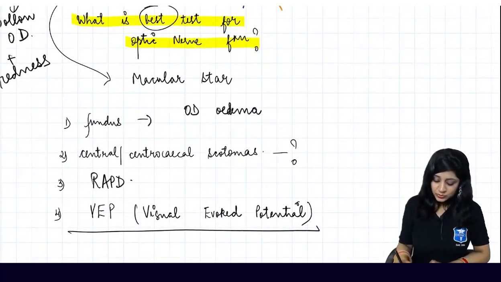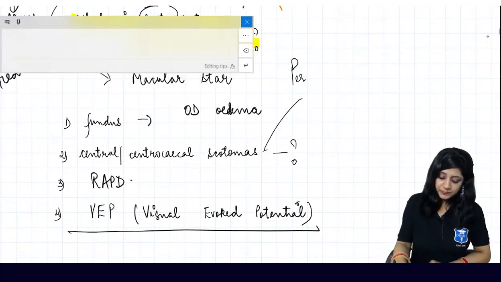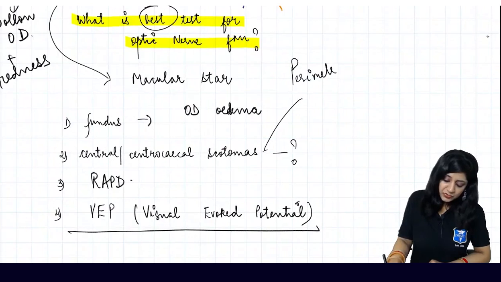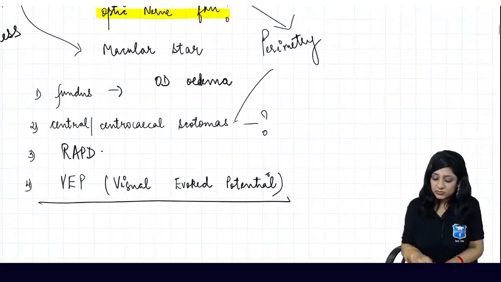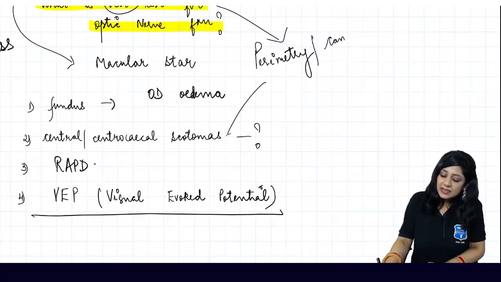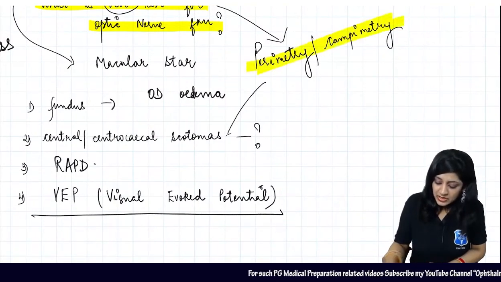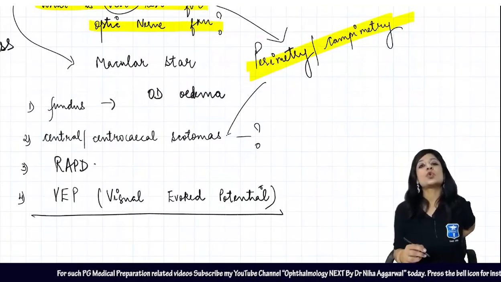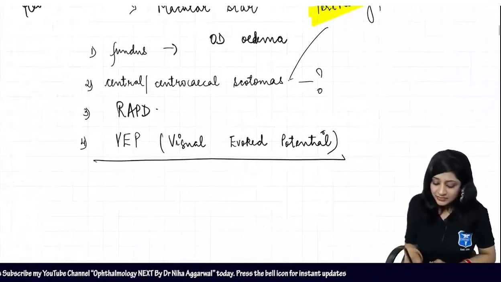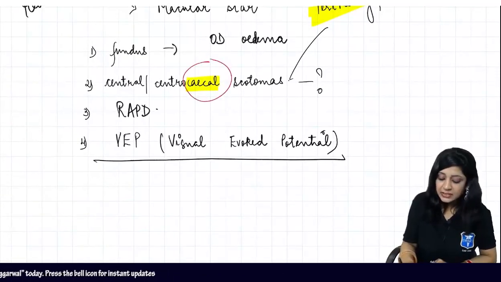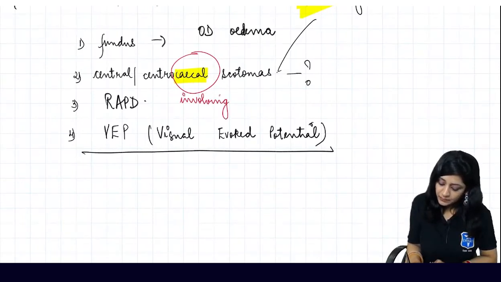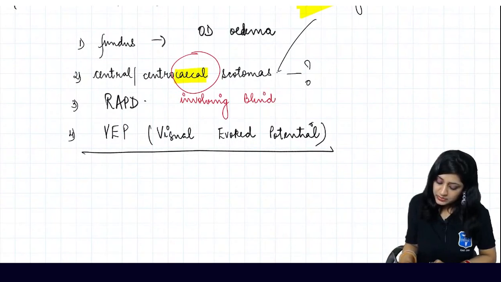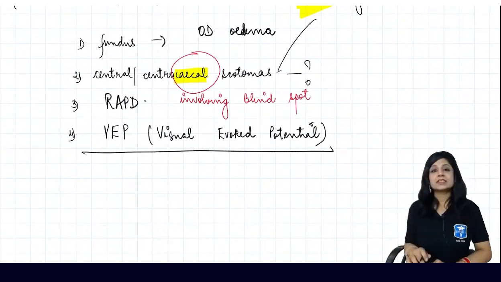The best is actually the perimetry. Specifically, because this is showing you the central area, it is the campimetry, where you are going to see the central scotoma, or we can have a centrocecal scotoma. Cecal means involving the blind spot.